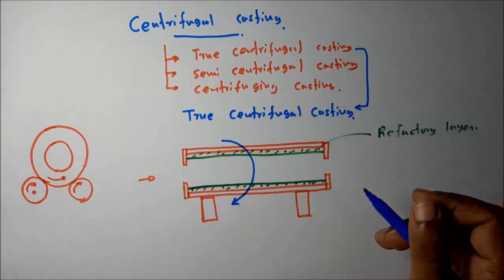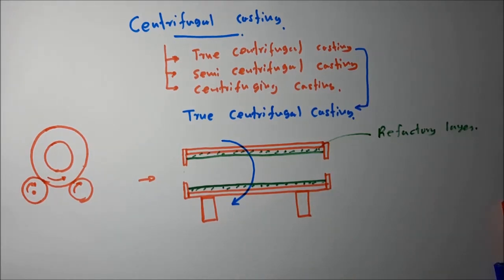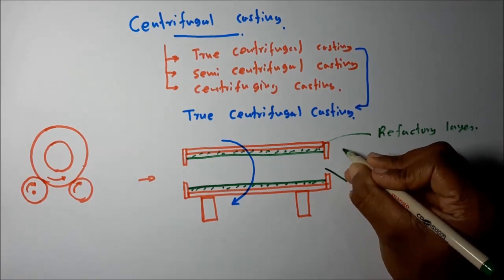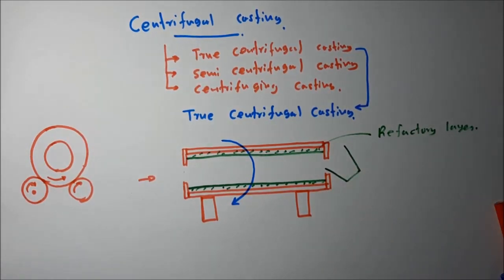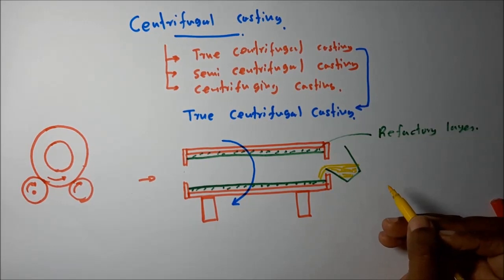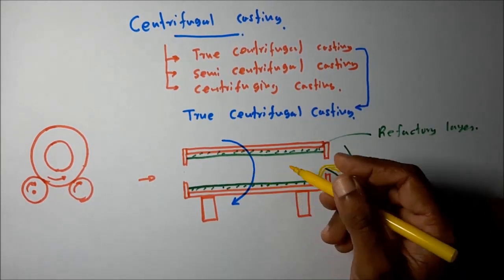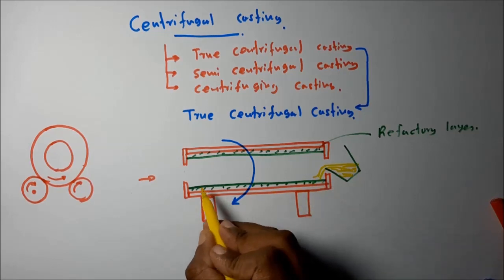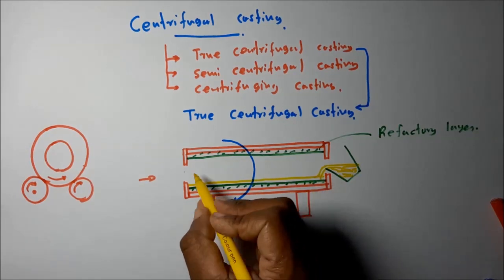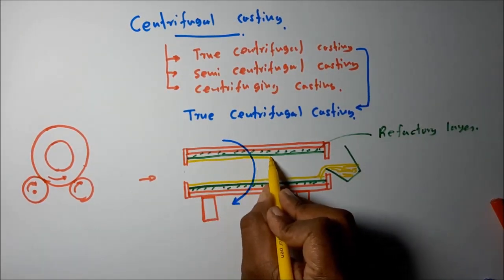So what happens in this centrifugal casting process? While rotating the mold, molten metal pours into this internal space. Due to the centrifugal force, the molten metal moves around the mold and forms a uniform thickness layer.